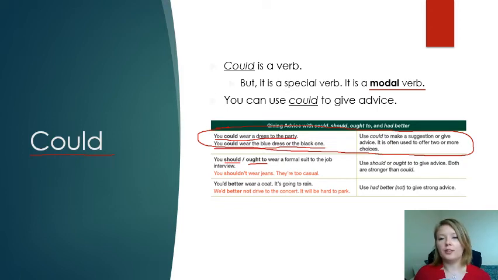Could is used to make small suggestions or to give advice. It is when we are not giving very strong advice, just a little tiny suggestion to someone. You could do this, you could do that. It's also used to give someone a choice between two or more things. You could have coffee or tea. So could is for small advice and suggestions, and it's a modal verb.